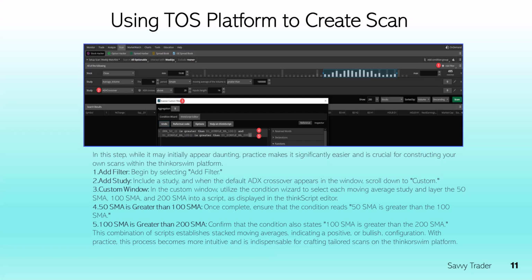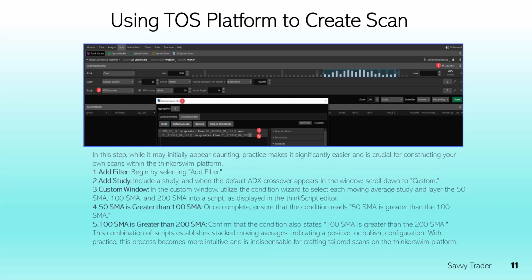And then in the custom window, utilize the wizard. And then we select each of the moving average studies. So we're going to lay them on top of each other, 50, 100, and 200, into a script. And you can see that in the ThinkScript editor. And with the editor output, you can see that the 50 is greater than the 100. At number 4, number 5, the 100 is greater than the 200.